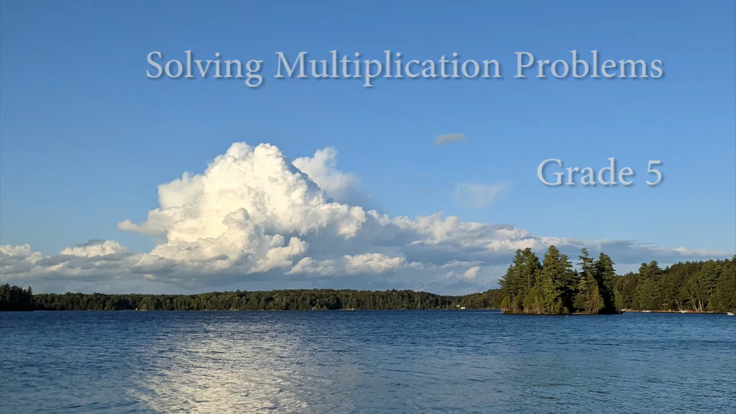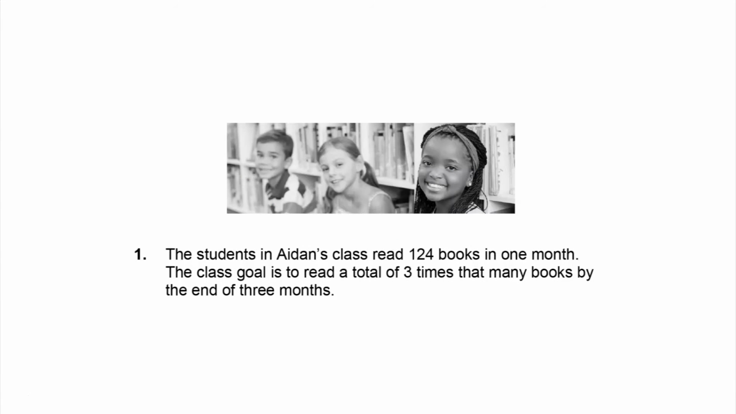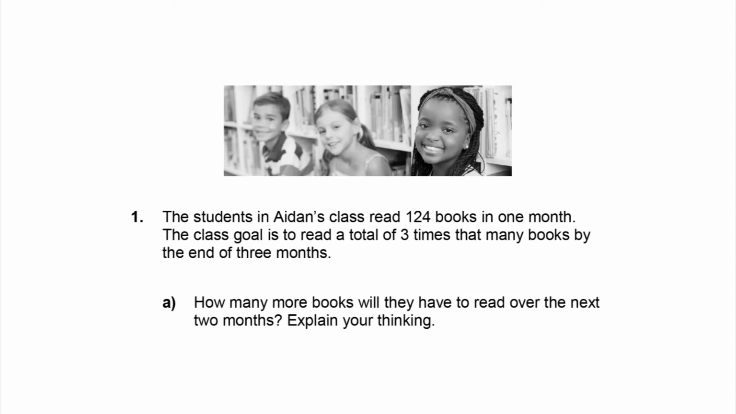Solving multiplication problems. Your learning goal is that I can solve and create problems that involve multiplying larger numbers. The students in Aidan's class read 124 books in 1 month. The class goal is to read a total of 3 times that many books by the end of 3 months. How many more books will they have to read over the next 2 months? Explain your thinking.